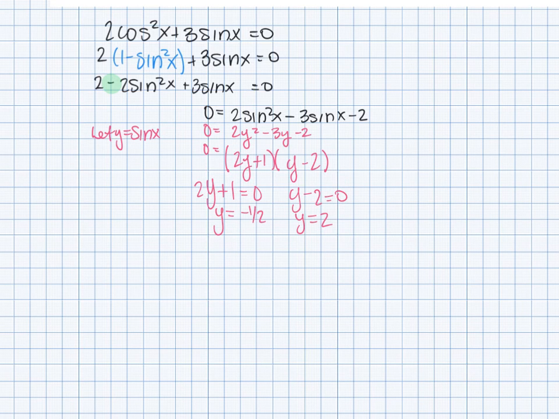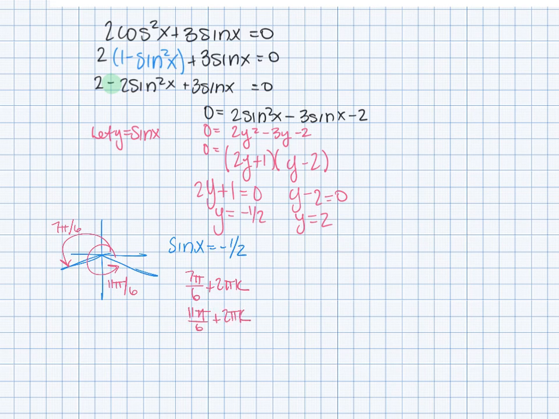So to see where the sine of x equals negative 1/2, on my unit circle, I know it's going to happen down here and down here. I know that using a positive rotation, this is 7 pi over 6, and this is 11 pi over 6. So I get 7 pi over 6 plus 2 pi k, and 11 pi over 6 plus 2 pi k. Remember that the period of the sine function is 2 pi.